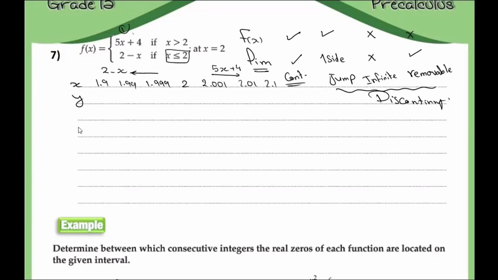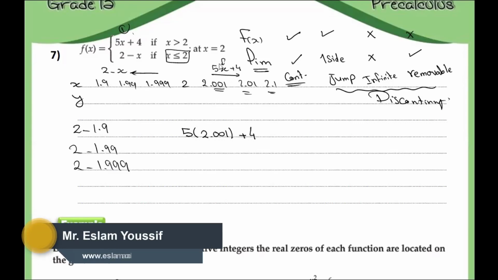So I will replace x with 1.9. So in this case it will be 2 minus 1.9, 2 minus 1.99, 2 minus 1.999. For the second part, I will just replace x with each value: 5 times 2.001 plus 4, using the function that we have now, which is 5x plus 4.